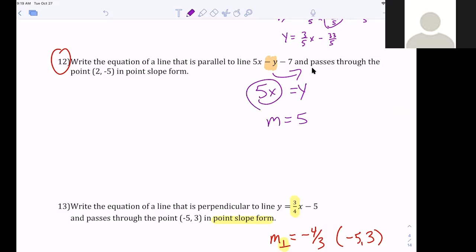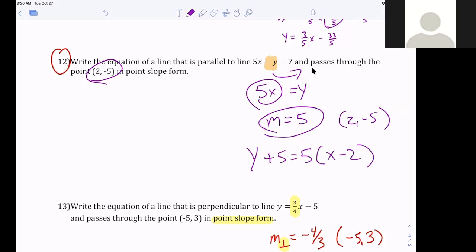The slope is 5. Anybody have any problems with the slope being 5? I don't need the y-intercept. I'm just interested in the slope. Now I have a point. I have a slope. So this is the easy problem. Y plus 5 equals 5 times x minus 2.